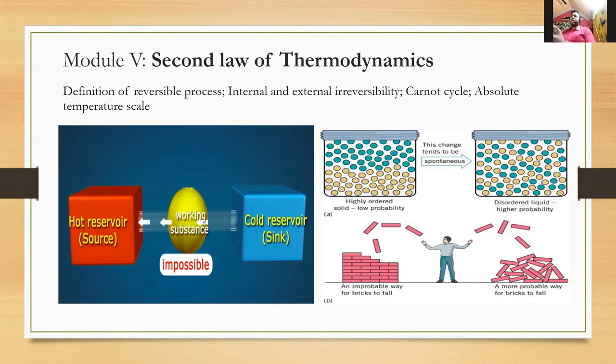You can see that the person is throwing the bricks, and it's very unlikely for the bricks to be oriented like this. As you can see, that is an improbable way for bricks to fall, and a more probable way for the bricks to fall is like the right side. So it is very understandable that the second law of thermodynamics ultimately gives you the reality of how real things happen. That direction is given mathematically by the second law of thermodynamics. We'll understand that.